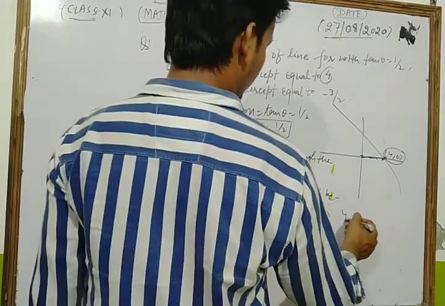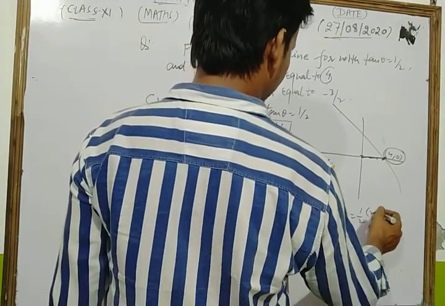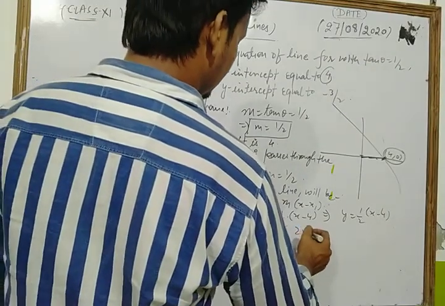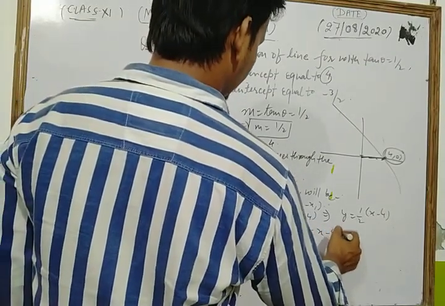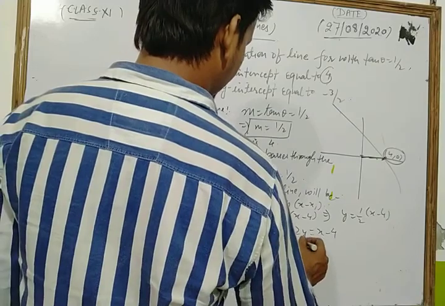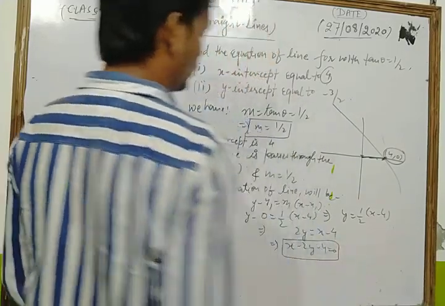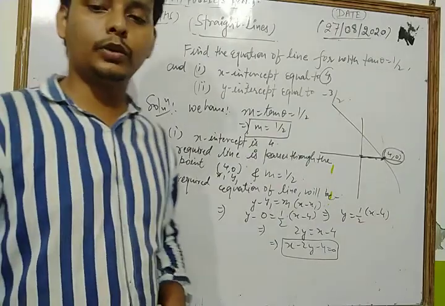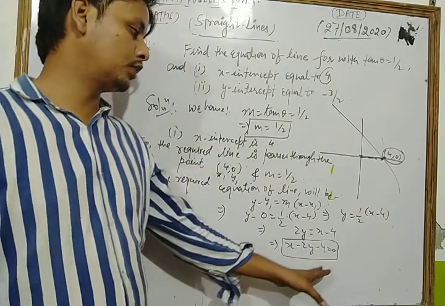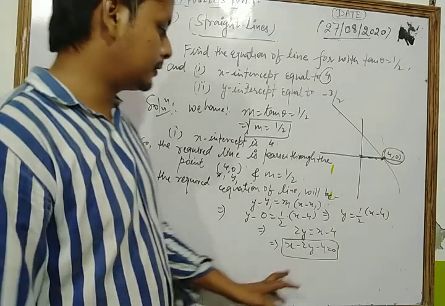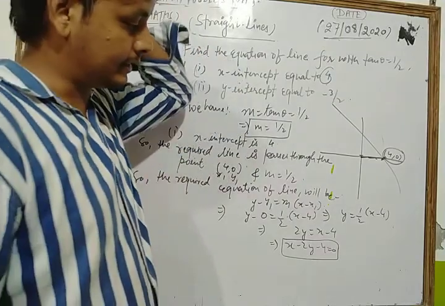We have y is equal to 1 by 2 times x minus 4. After cross multiplication we get 2y is equal to x minus 4. So we have x minus 2y minus 4 is equal to 0. So this is our required answer: x minus 2y minus 4 is equal to 0. Dear students, yes, this is the right answer.